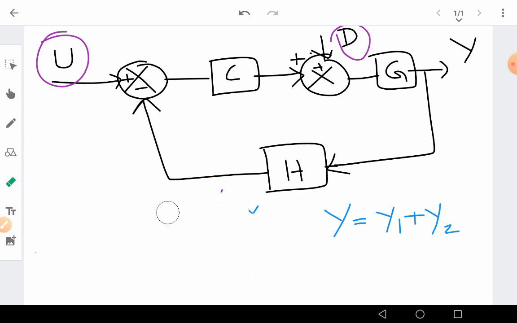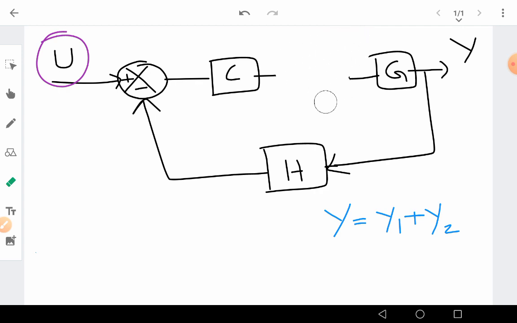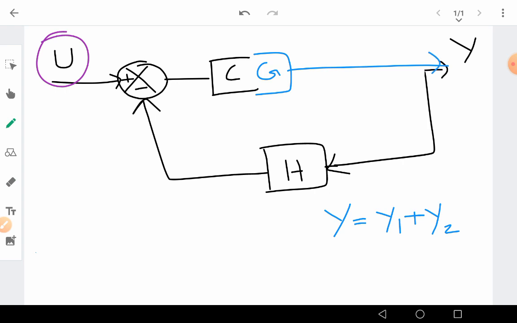For finding y1 we have to put d as 0. If you put d as 0, this is getting cancelled, so this moves directly to here. This is C into G, so it becomes a simpler CG. Again we can apply the feedback transfer function, and the whole thing can be simplified.